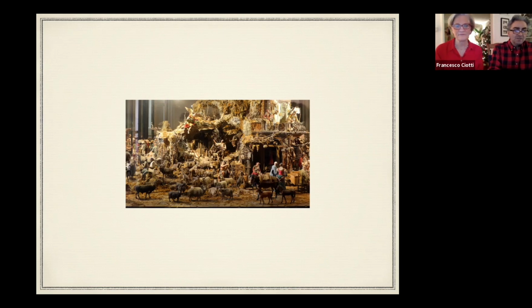In fact, in Naples, by the 1700s, recreating a nativity scene in people's homes had become a deeply felt tradition. So much so that there were competitions between families for who had the most splendid nativity scene. And so noble families dedicated an entire room to the nativity scene, dressing the statues in authentic gowns and real jewels. So very expensive.